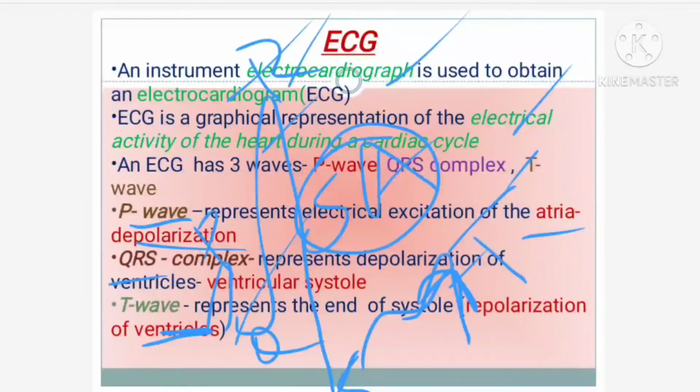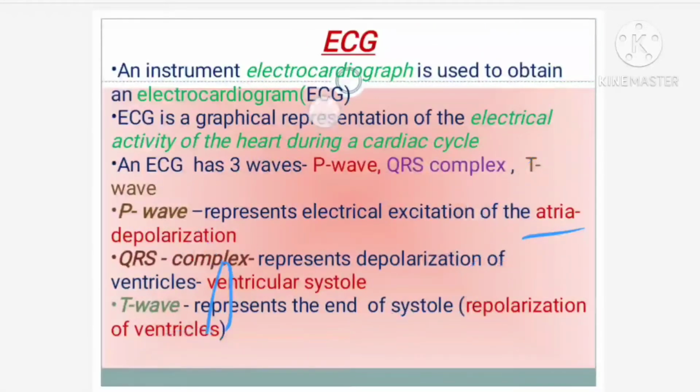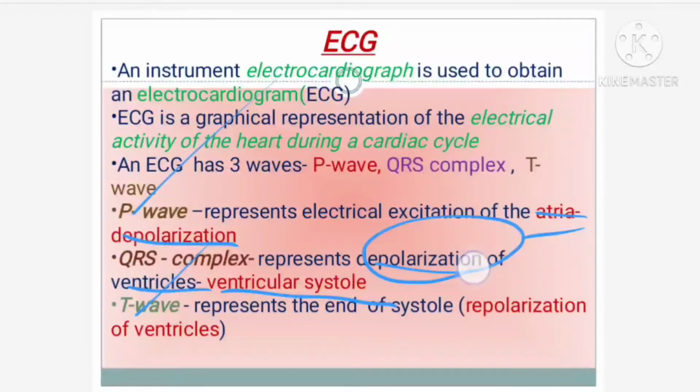T wave. So, how many waves are there? 3 waves. One is because of the atrial depolarization, the atrium is contracting. Then the ventricular systole, the ventricle is contracting, ventricular depolarization is taking place. And when the systole is coming to an end, by the time they reach the end, there is a peak again. That is called the T wave.